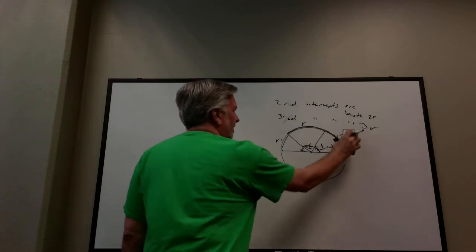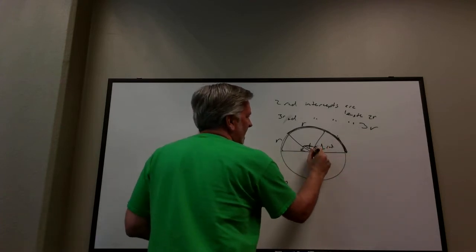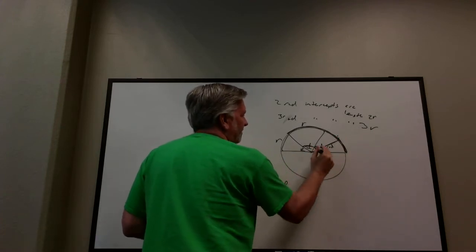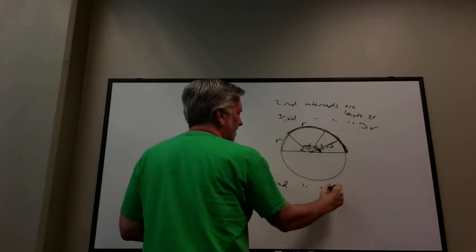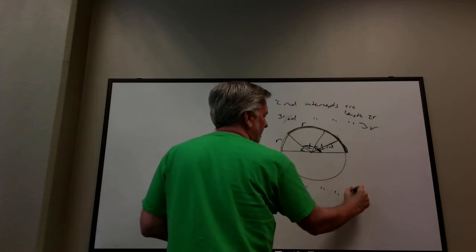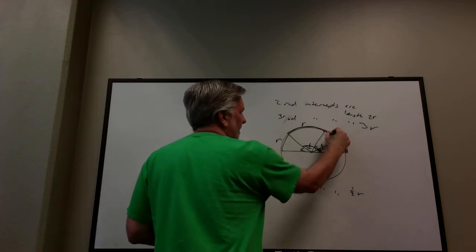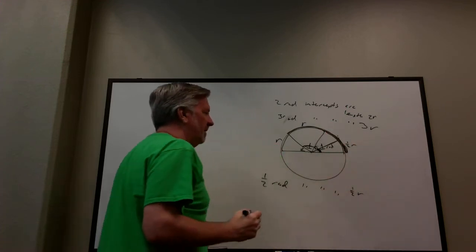So what if I get rid of this? Right? What if I chop this in half and take half a radian here? What would that arc length be? A half radian intercepts an arc of length what? It'd be half r, wouldn't it? Because from here to here was r, and I took half of it.